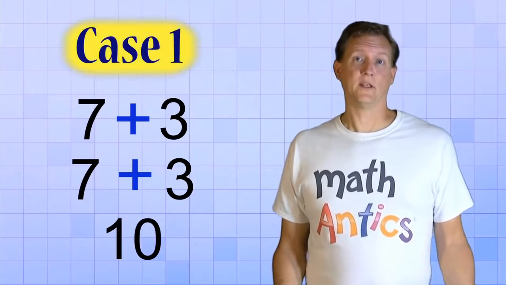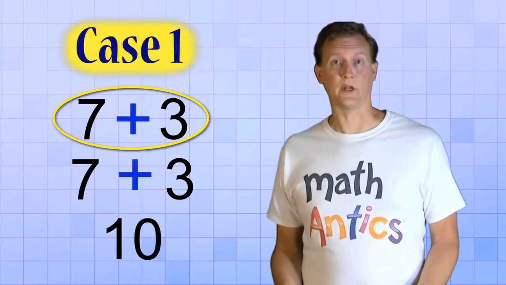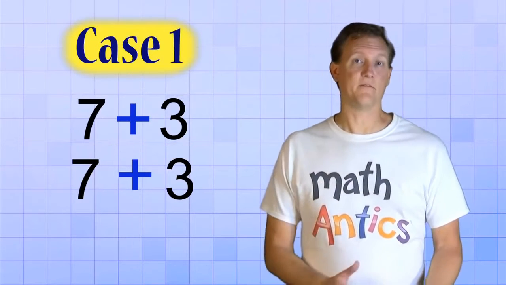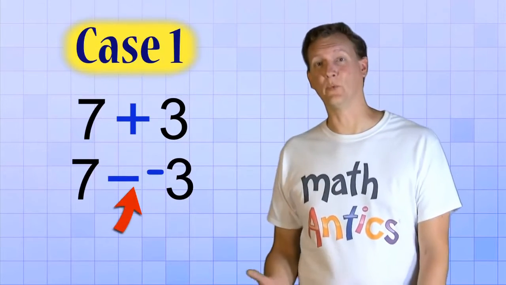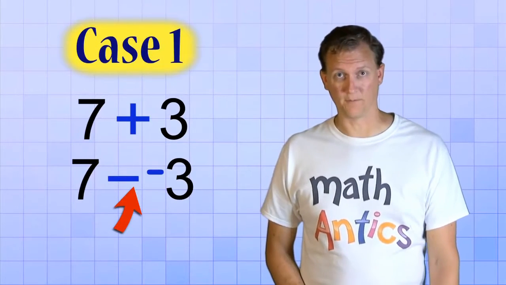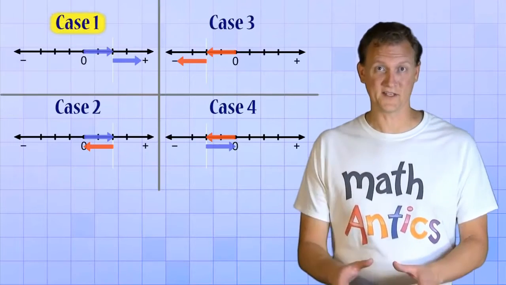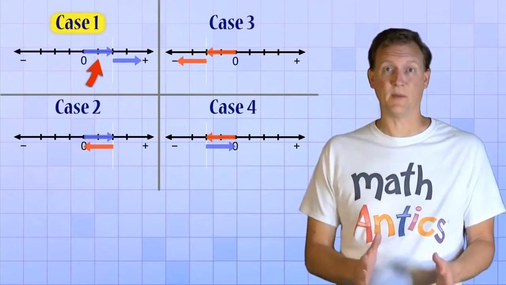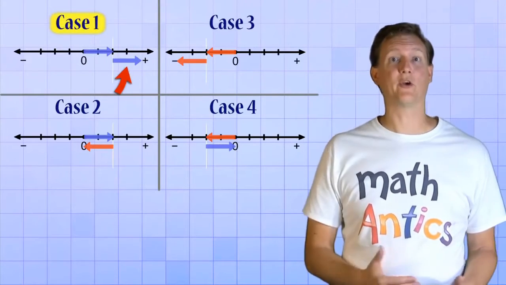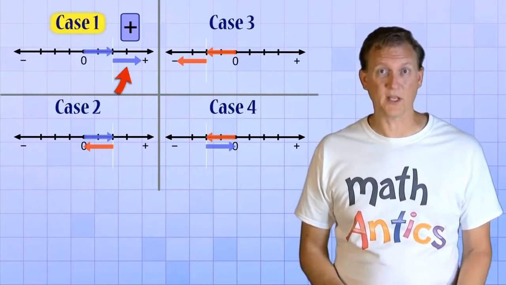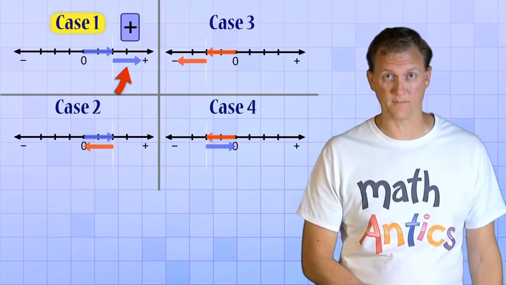So case 1 is just addition like you're used to doing. But now that we have negative numbers, there's a new way that it could be written that you need to be on the lookout for. Oh, and in this case, starting with a positive and making it more positive, you know your answer will always be positive because you stay on that side of the number line.